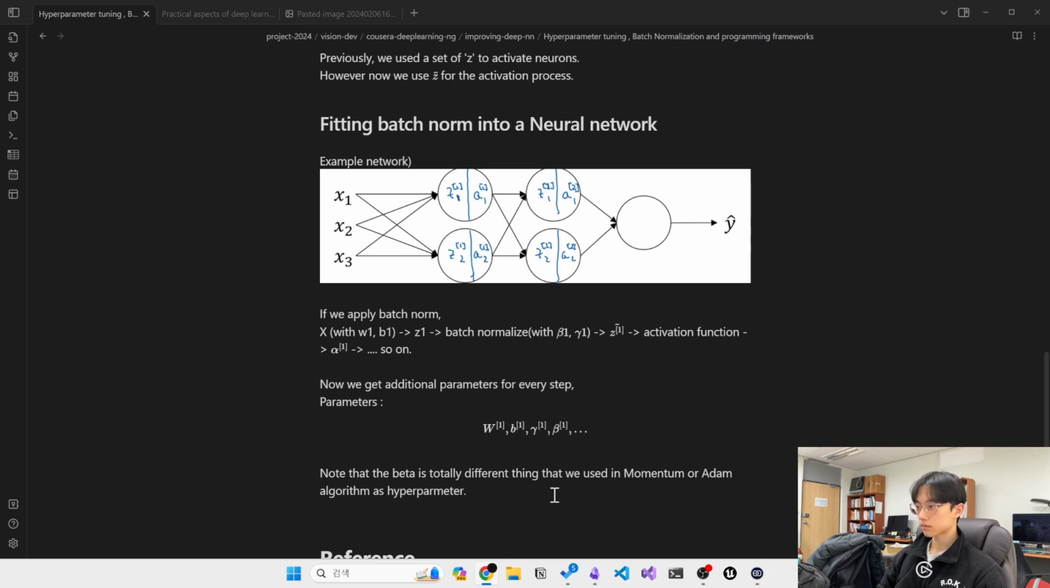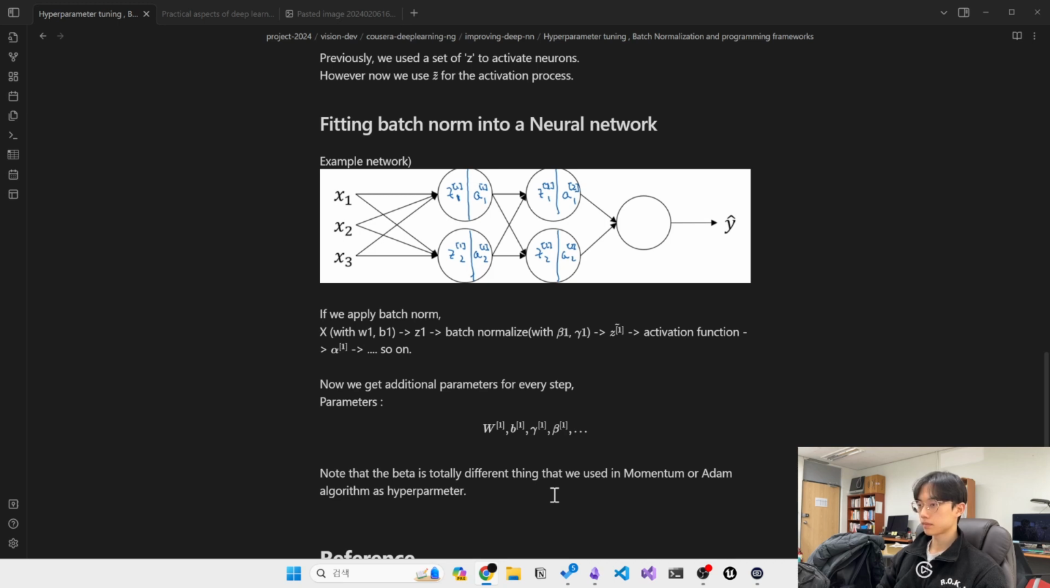We'll talk more about programming frameworks later, but in practice, you might not end up needing to implement all these details yourself, but it's still worth knowing how it works so that you can get a better understanding of what your code is doing. But implementing batch norm is often something like one line of code in the deep learning frameworks. Now, so far, we've talked about batch norm as if you were training on your entire training set at a time, as if you were using batch gradient descent.